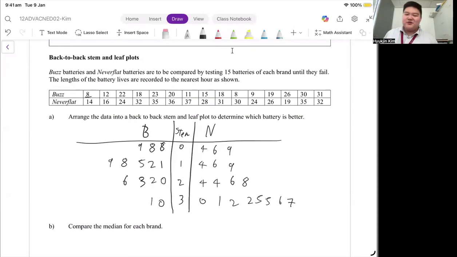Compare the median for each brand. Oh, you know what? We didn't actually fully answer the first question. Determine which battery is better. Now, you have to think about what the data is actually representing. We are testing the brand until they fail. The lengths of the battery lives are recorded to the nearest hour. So it just means whichever one lasts longer is better.